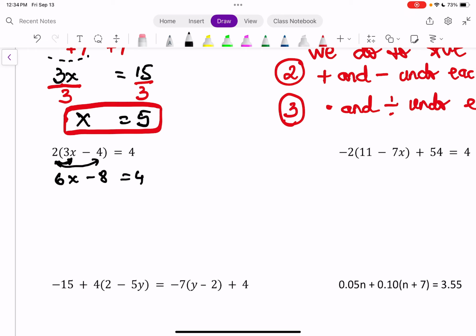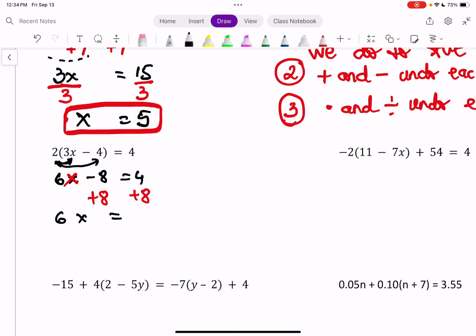All right, now we need to get x by itself. So therefore, I'm going to take the 8 away, and to do so, I'm going to add 8 to both sides. Negative 8 plus 8 is 0. Here's my equal sign. That's going to be a 12 for 4 plus 8. Okay, and then divide both sides by 6 because x is multiplied by 6. So 6 divided by 6 is 1. 1 times x is 1x, also known as just x. And of course 12 divided by 6 is 2.